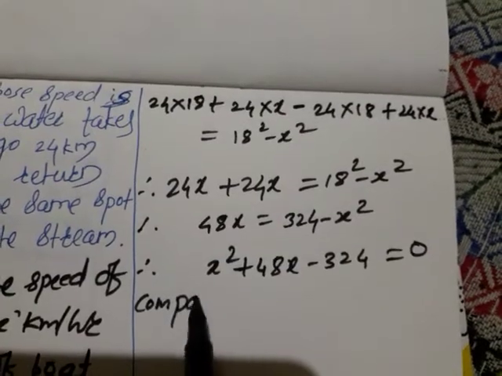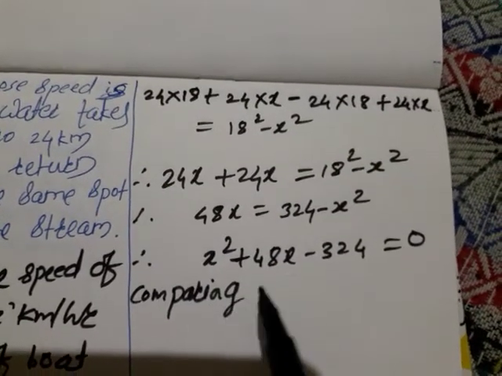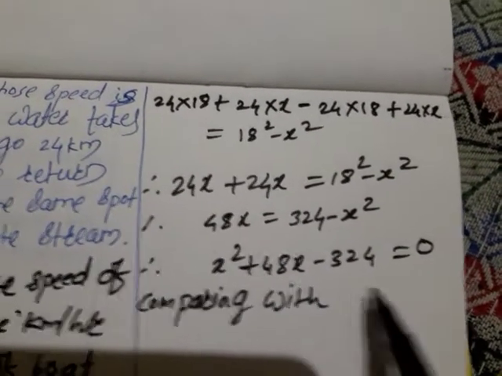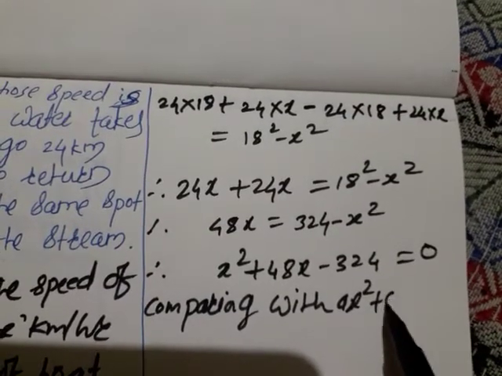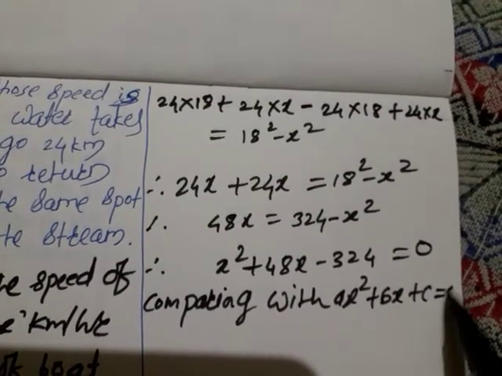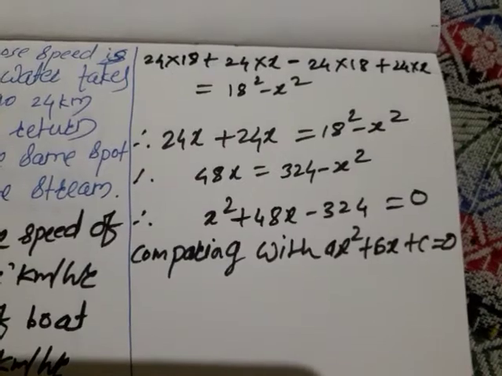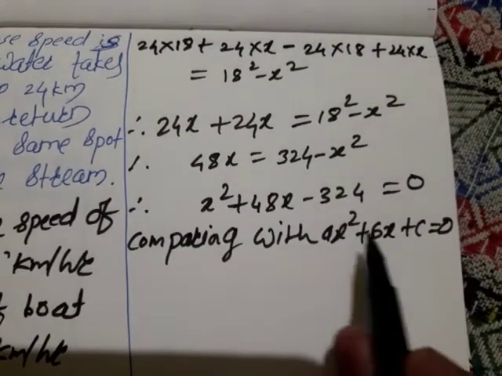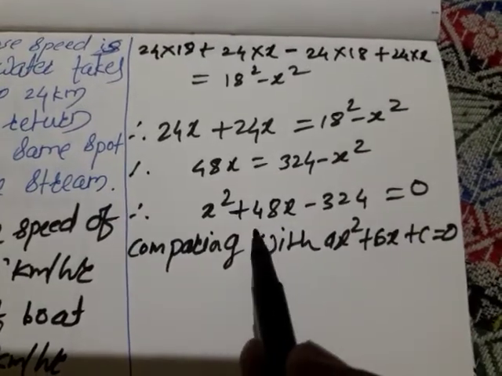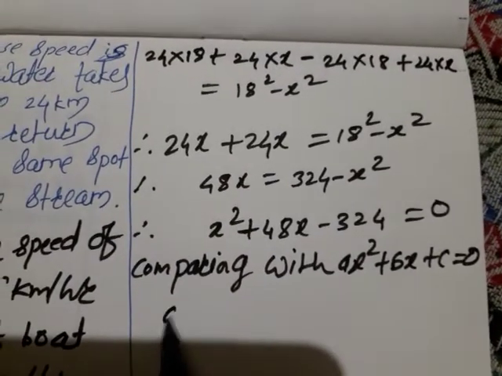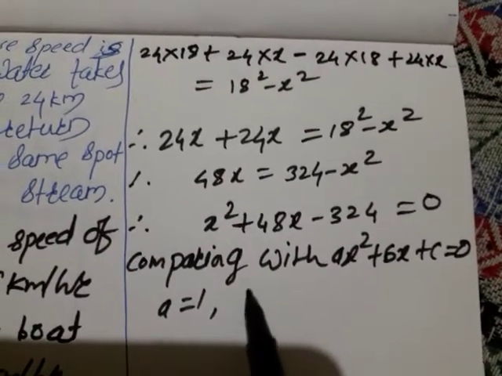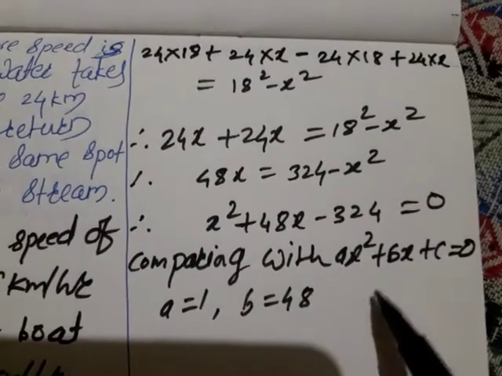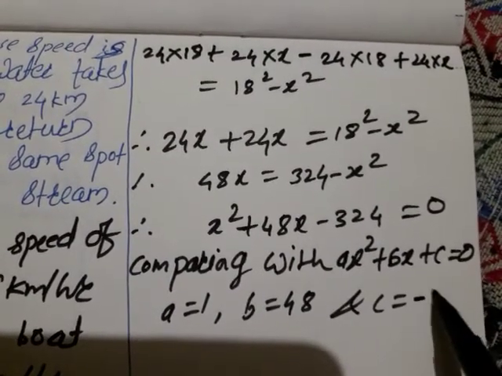comparing with x square plus bx plus c is equal to 0. What I did, comparing with x square plus bx plus c is equal to 0. What I will get, a is equal to 1, b is equal to 48 and c is equal to minus 324.